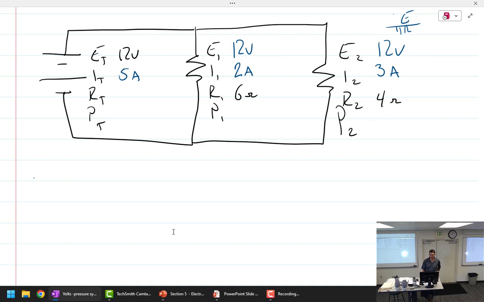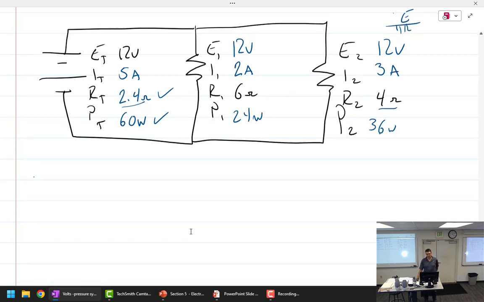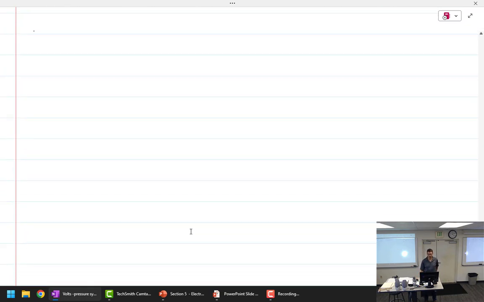And then we can do R equals E, 12 divided by 5. Or we can do 6 1 over X plus 4 1 over X equals 1 over X. So what did you end up with? 2.4 ohms. Does that check out? Is that smaller than the smallest resistor? Yes, it is. So it checks out. And then solve for P, which is I times E, 12 times 5. 60 watts. 24 watts. And what, 36 watts? 36 watts. 36 plus 24 checks out at 60. So we're good there. Easy? All right.